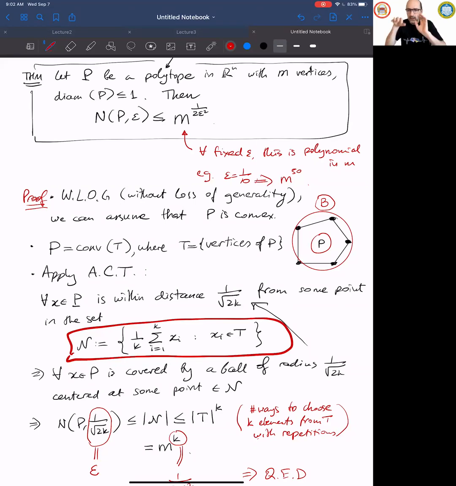Let's think about it this way. Let's think about polytopes that have non-empty interior, not just flat polytopes. In that case, the number of vertices must be at least n. The number of vertices must be at least the same as the dimension, right? Even n plus 1, yeah, but let's forget the one. So this m is even larger than the dimension, and yet we have this bound, which is polynomial in capital M.